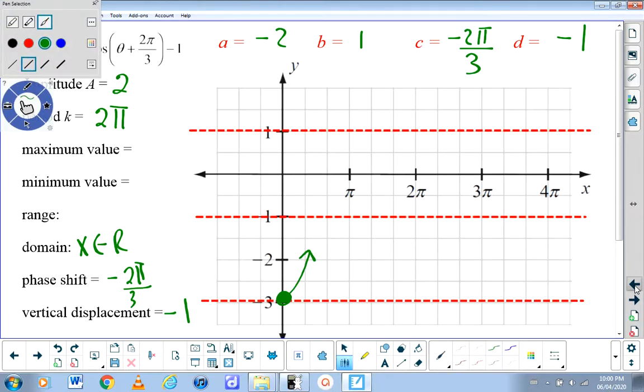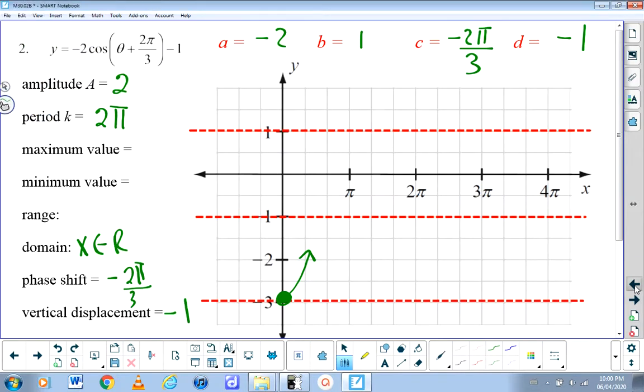Except there's one more wrinkle to this. The phase shift is negative 2 pi over 3, which means it doesn't start at this point going up. It starts at negative 2 pi over 3, or 2 pi over 3 to the left. And I've given you a grid here where each square is pi over 3. So what we know is the graph is going to start at that point going up. We're almost done with this question.